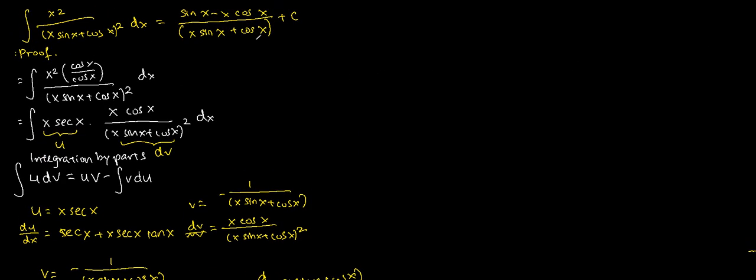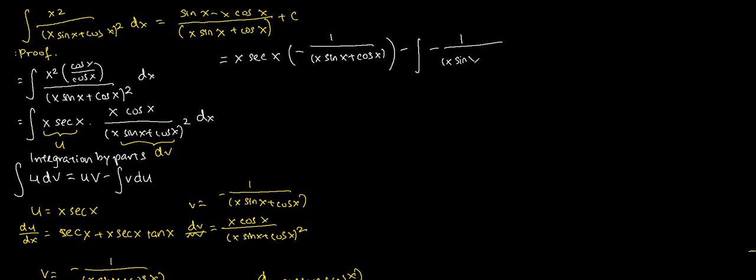Right, so back to the question itself, we perform the integration by parts. The integral of u dv is given by u, which is x secant x, times v, which is negative 1 over (x sine x plus cosine x), and then minus the integral of negative 1 over (x sine x plus cosine x) times du, which is secant x plus x secant x tangent x.